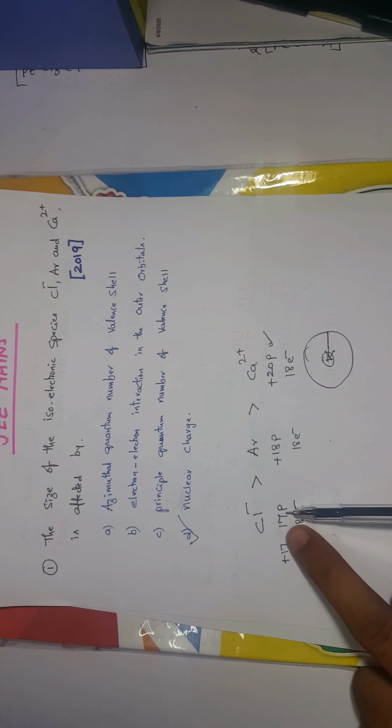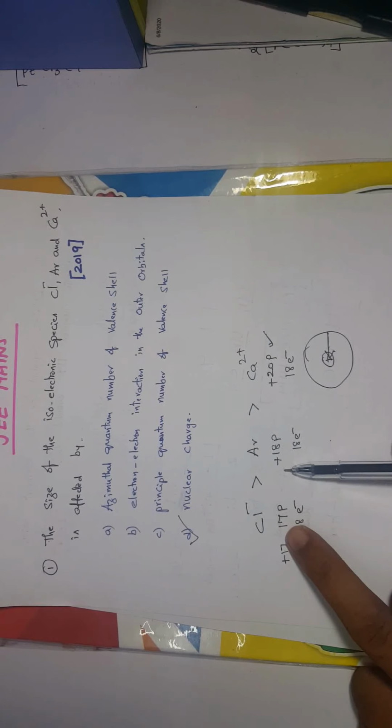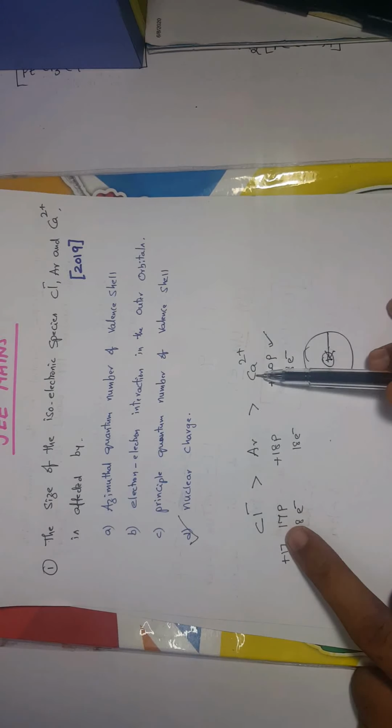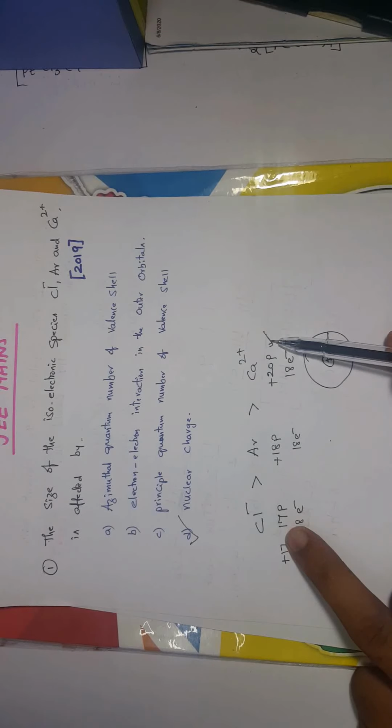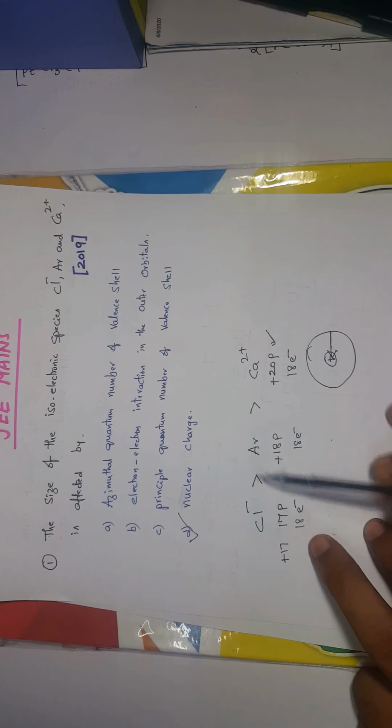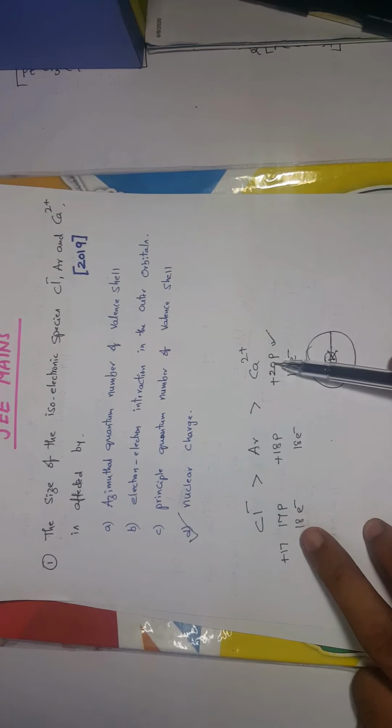Cl minus has 17 protons because chlorine's atomic number is 17. Argon's atomic number is 18, so it has 18 protons. Calcium's atomic number is 20, so it has 20 protons. So in these three, calcium has the most protons, that is, the greatest nuclear charge.